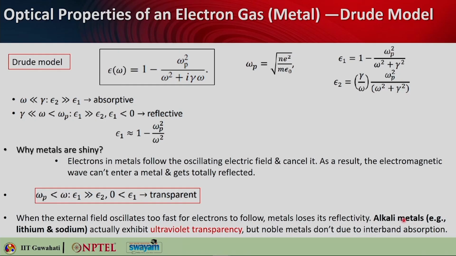So, alkali metals such as lithium, sodium, they actually show this kind of transparency, and these are known as ultraviolet transparency. So, these high frequencies are typically in the ultraviolet range, but noble metals do not show this transparency due to interband absorption. So, noble metals like gold, silver, copper, they will not become transparent at this wavelength because they actually absorb, they do not let the light pass through.